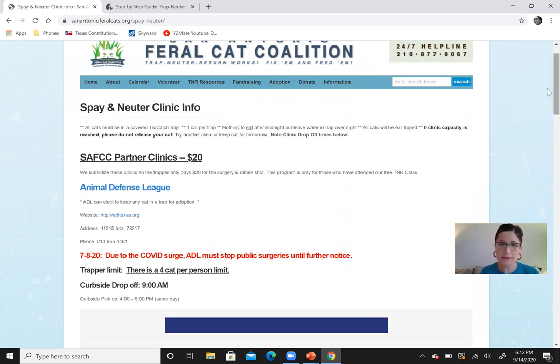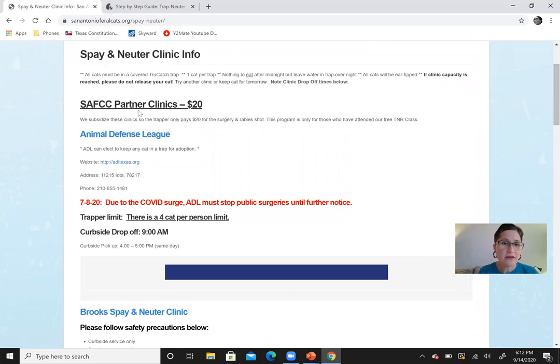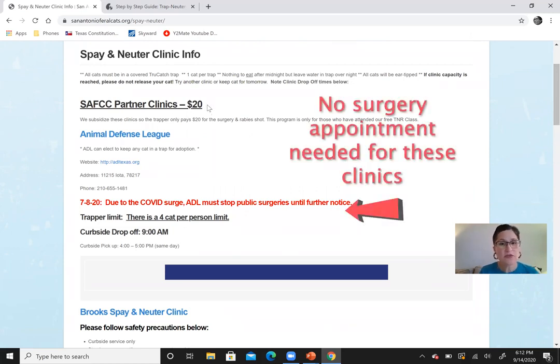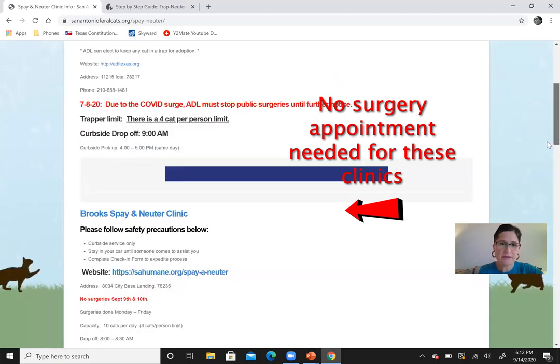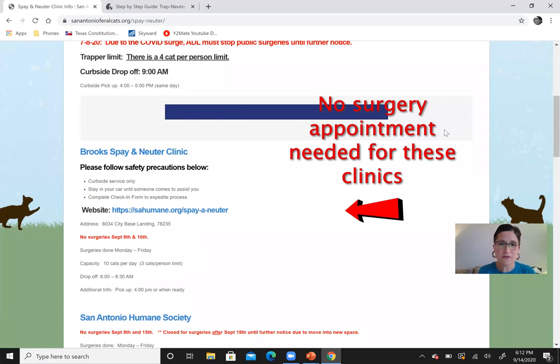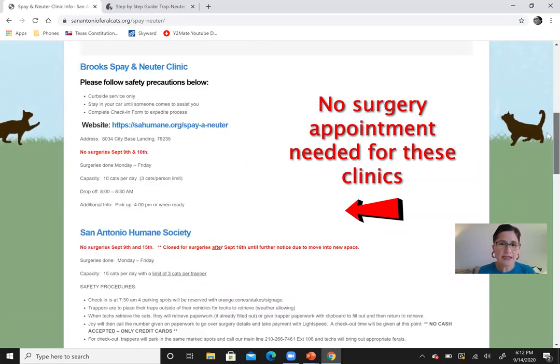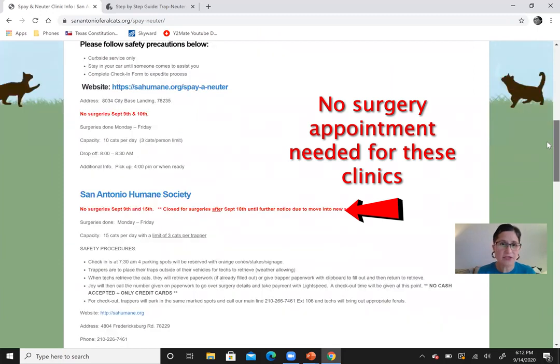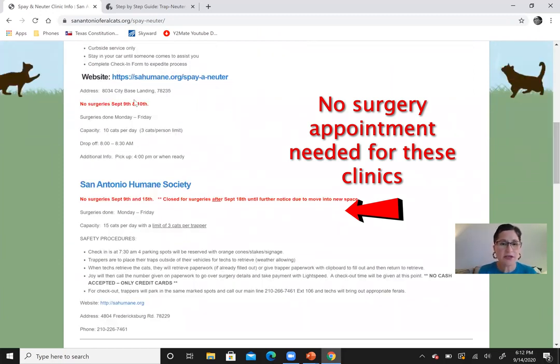Okay, so you have the San Antonio Feral Cat partner clinic, so that's us. These are the ones we partner up with. If you go to these clinics, then the surgery is going to be $20. It comes with the spay or neuter, and the cat also gets the ear tip, and they do get the rabies shot as well. You have the name of the clinic, the address, and then whatever clinic information they have. They give you trapper limits, times of when to pick up and drop off, and other things like that. They give you website information, contact information. So again, take the time to actually read what is on here so you can get the latest and greatest information.